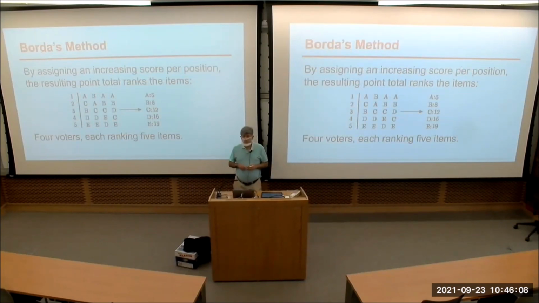So if you get data now, where the data is a set of rankings of things, you need a method to take all the rankings and combine them. So what is this data here? This data is a world where we have 5 items and 4 voters.